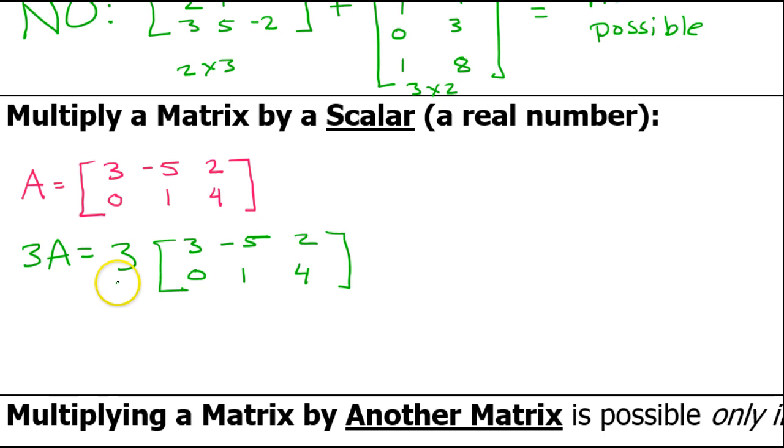So this 3 is the scalar that I'm talking about. And it's going to turn out just like you might think. If I'm going to multiply this matrix by 3, guess what? I just wind up multiplying each element by 3. So that's going to turn out to be 9, negative 15, 6, 0, 3, 12. So this is the matrix 3A.